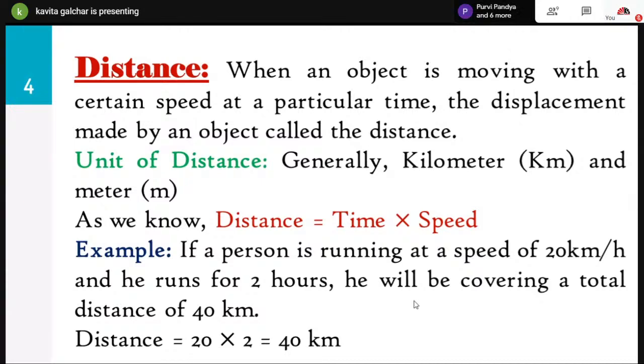Here, speed is given as well as time is given. The speed is 20 km per hour and the time is 2 hours. The units are the same for both the parameters, therefore, by applying the formula, distance is equal to time into speed, that is doing 20 into 2, you will get 40 kilometers.